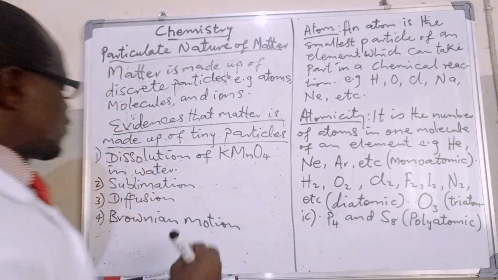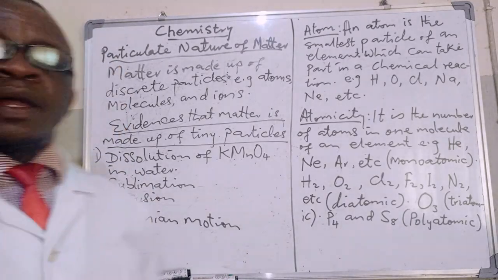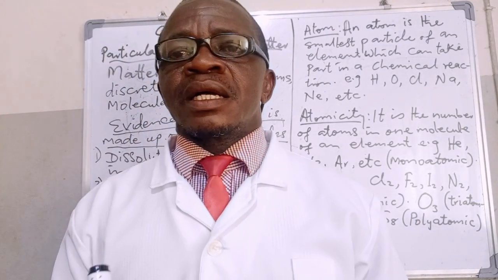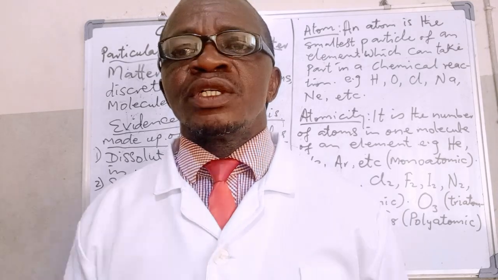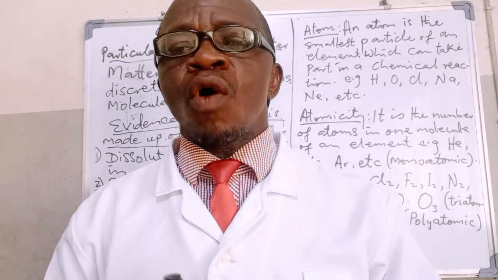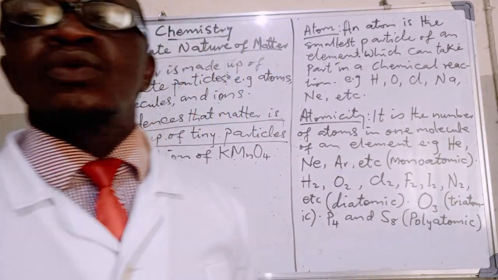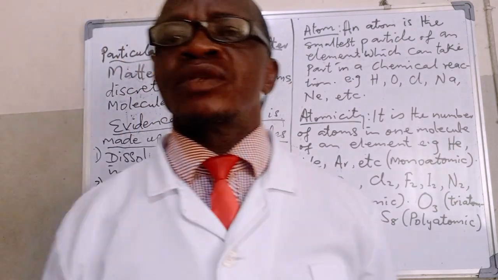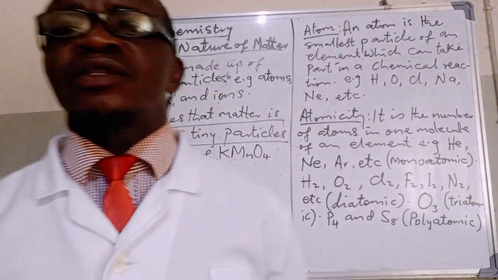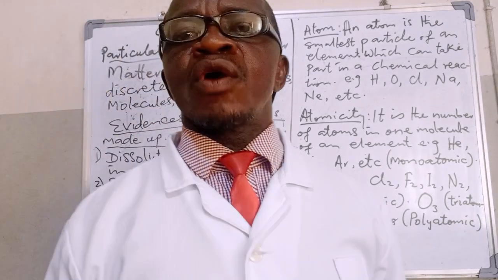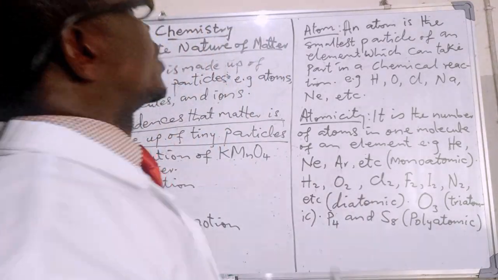So with these 4 points, matter can be proved to be made up of what? Tiny particles. The tiny particles of matter that we are talking about might be in the form of atoms, molecules, ions. Now, let's start with atom.